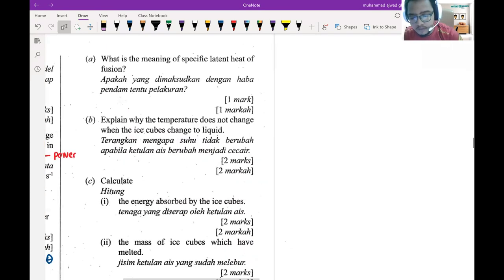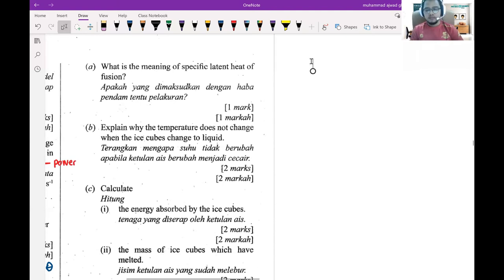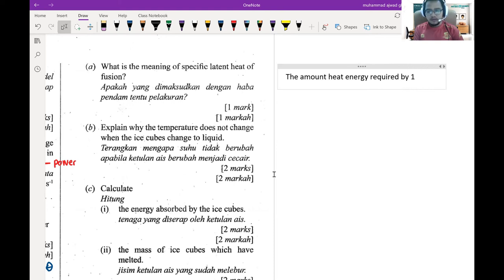Okay, what is the meaning of specific latent heat of fusion? Okay, so what is your answer? What do you start with? The first sentence is always the same. Specific heat or latent heat? The first sentence is the same. What is the first sentence? The amount of heat energy required. Yeah, the amount of heat energy required. Required by 1 kg. Don't forget 1 kg of substance, or in this case, what? Ice. 1 kg of ice to change to water or vice versa without changing temperature.